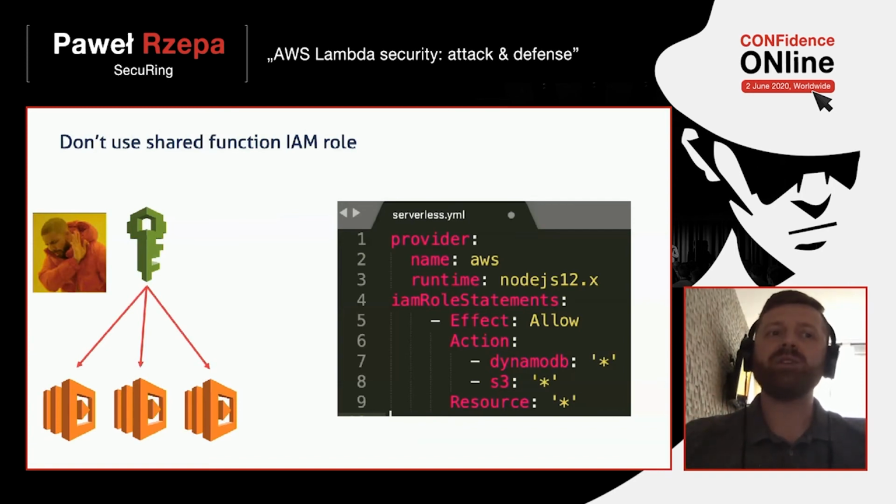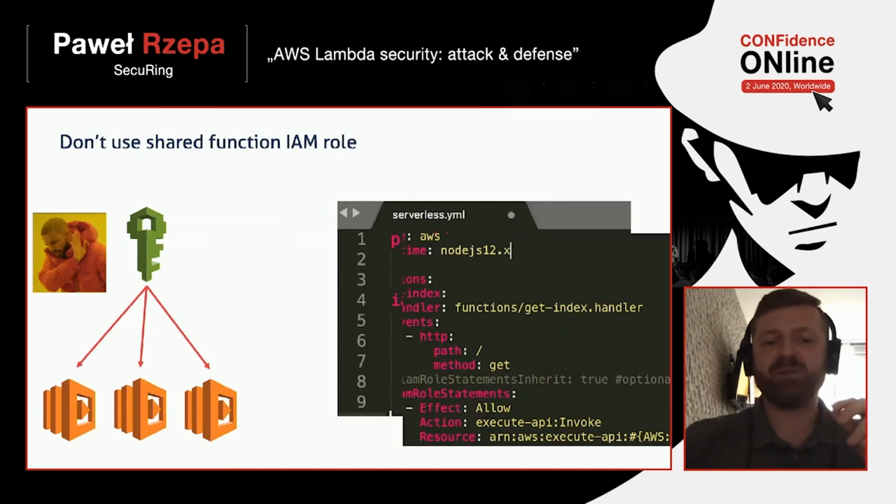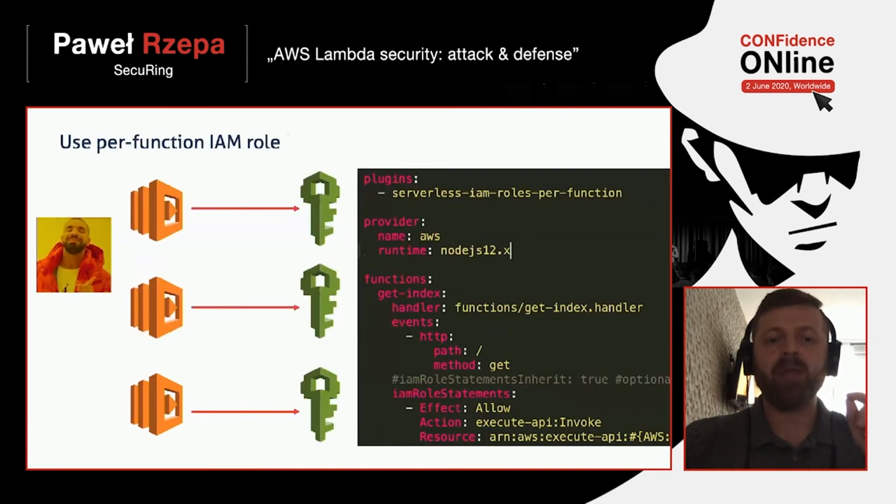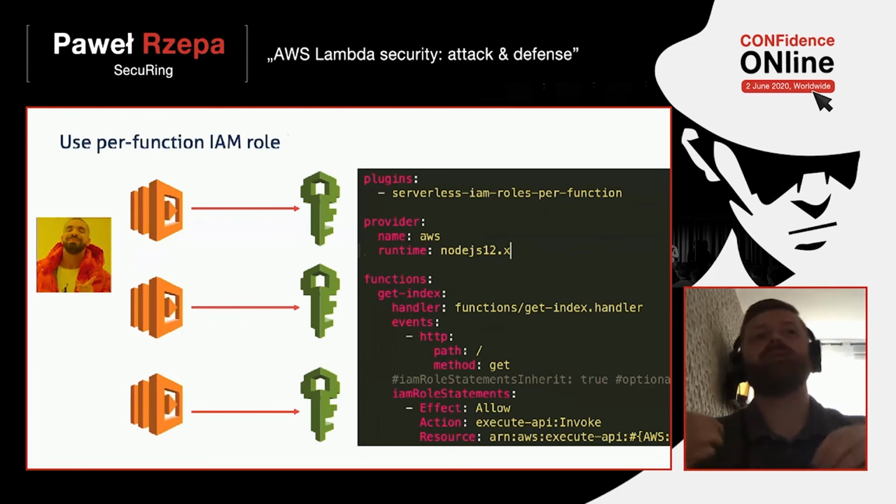And if one of these Lambda functions requires permissions to DynamoDB or S3, and you are using just one role, then if the third Lambda function is vulnerable, it will still have access to the role and to the permissions that it doesn't actually require. The solution is to use per function IAM role.